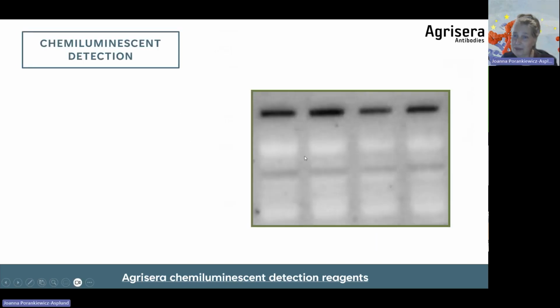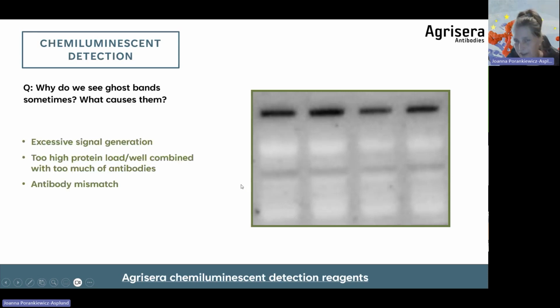And sometimes you maybe saw ghost bands. These are these white bands as on this blot, and you maybe wonder what's the reason for it. And actually, it is too much of everything. So you have too much of the protein, too concentrated primary and secondary antibody, and the reaction goes too fast to produce a black band. So then instead you will see a ghost band. A remedy for it is, of course, to decrease protein load and to use more diluted primary and secondary antibody.